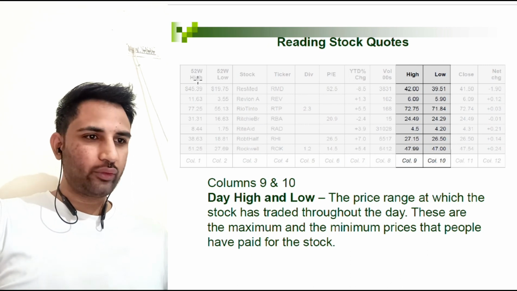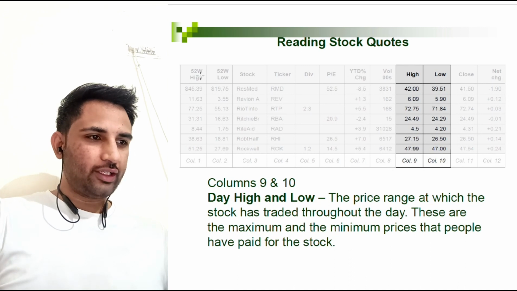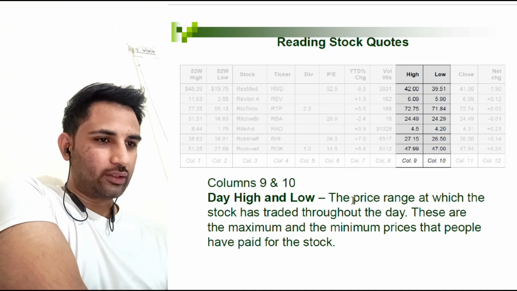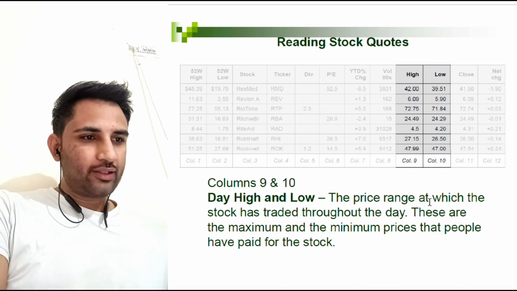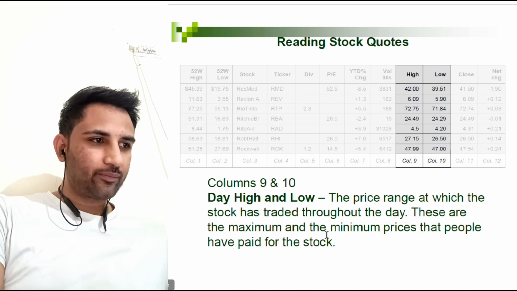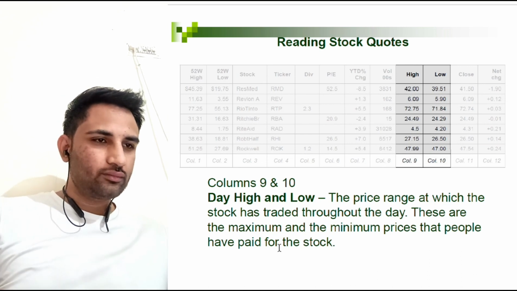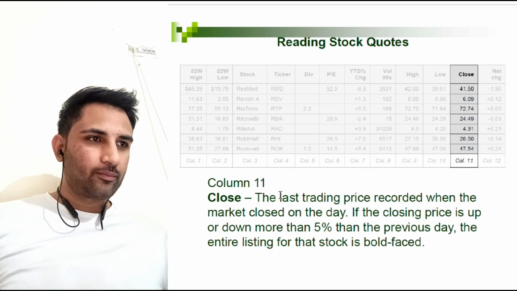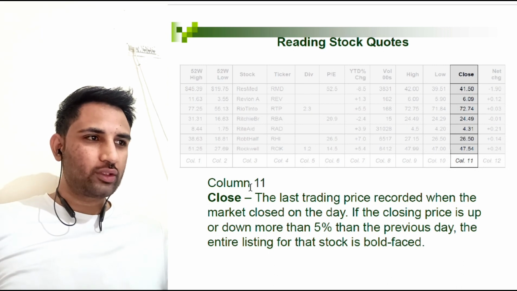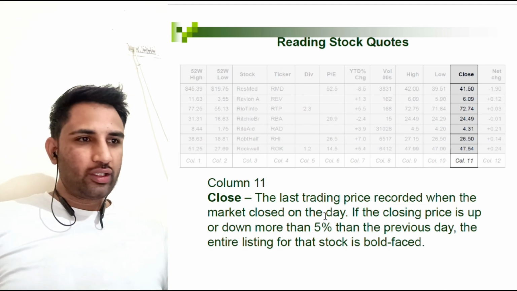Column number 12 is net change. It is the change in the stock price from the previous day's closing price in dollars. When the net change is positive, it is recorded as being up for the day. Not all sources display stock quotes the same way. Let's explore a stock table.